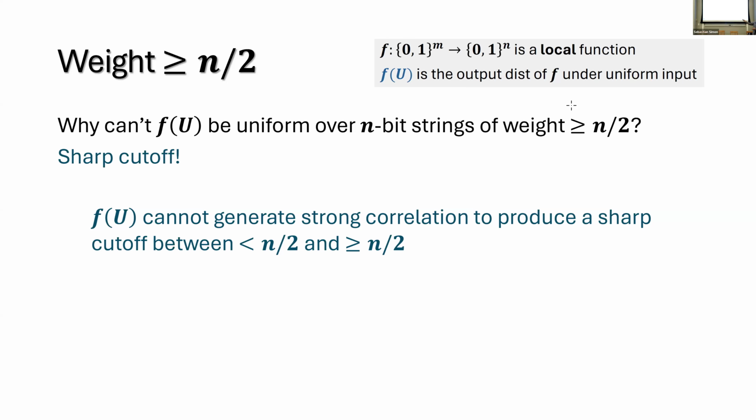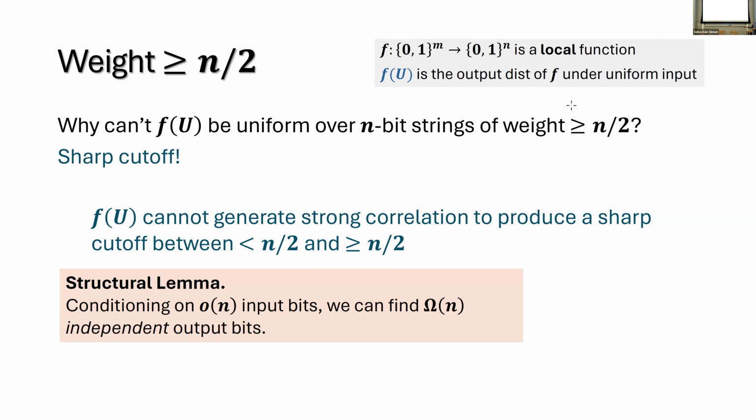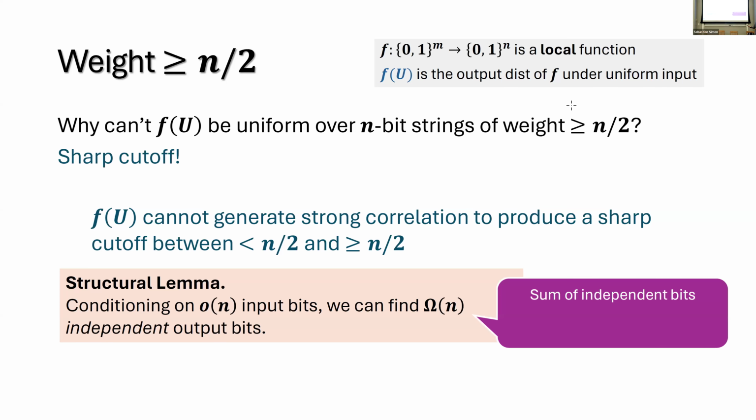And to justify this intuition, we can go back to this structure lemma we proved. After conditioning, we can find many independent output bits, and the Hamming weight is just summing over those bits, right? Because they are independent, the sum of independent bits, by the central limit theorem, is going to converge to a Gaussian distribution. And the Gaussian distribution has no sharp cutoff at this fixed Hamming weight n/2. So this is the intuition, or the informal justification behind this intuition.